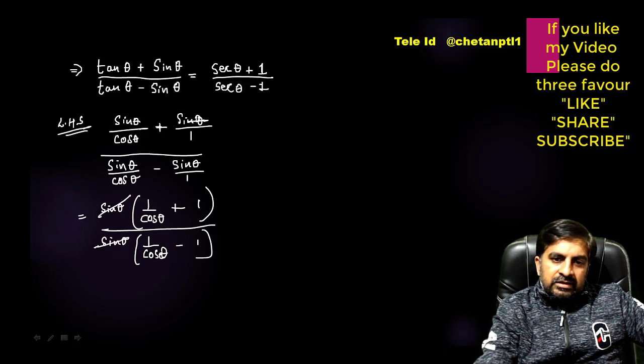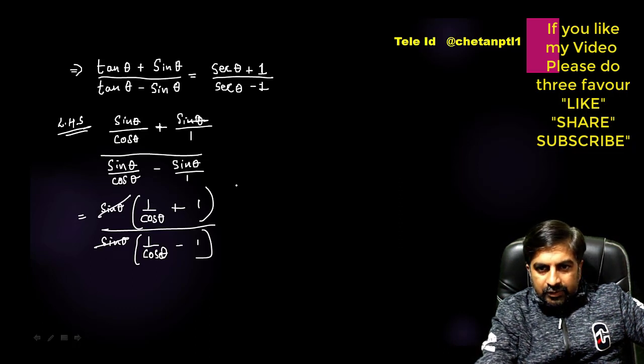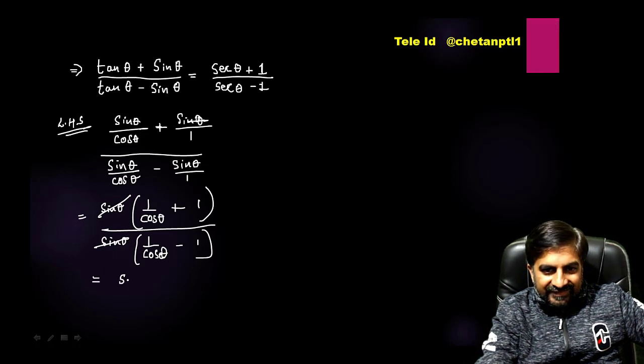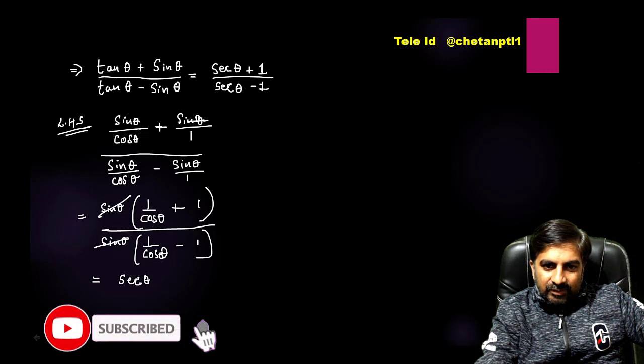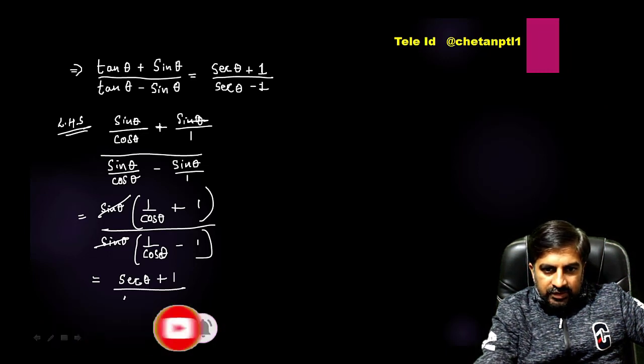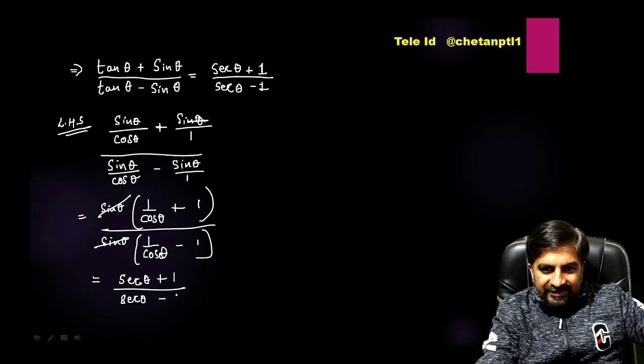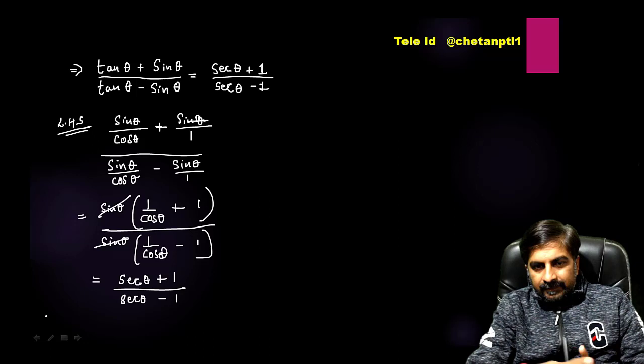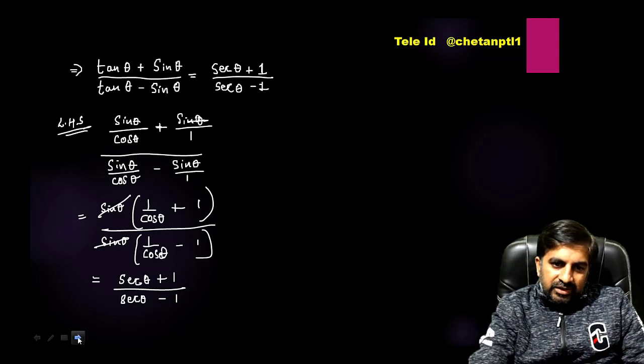So here sin will get cancelled, and 1 by cos is sec. So we got our answer directly. You can see 1 by cos is sec plus 1, and 1 by cos again sec minus 1, and this way we can easily solve this type of question, guys. Okay, moving towards the next one, guys.